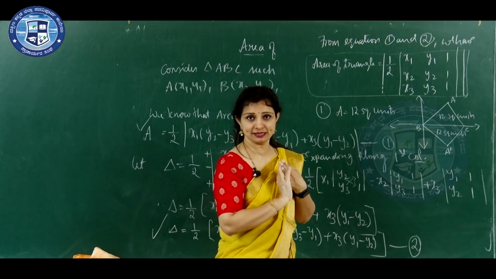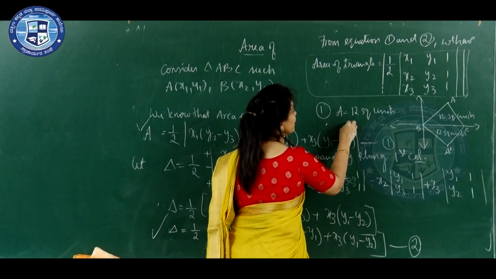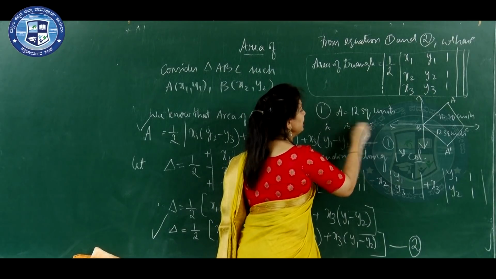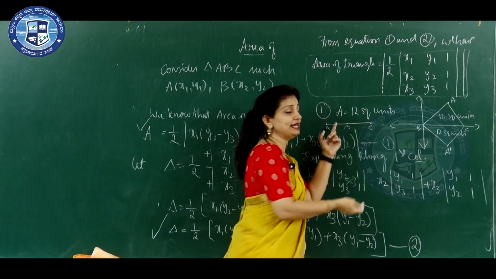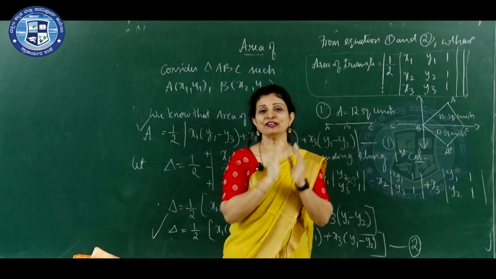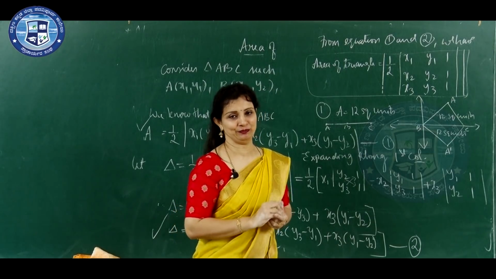And the third point is, suppose the 3 points are collinear. What is the area of a triangle if the 3 points are collinear? If the 3 points A, B, C are collinear, the area of the triangle formed by these 3 points will be 0. So that is the third point. If the 3 points are collinear, then the area of the triangle is 0.